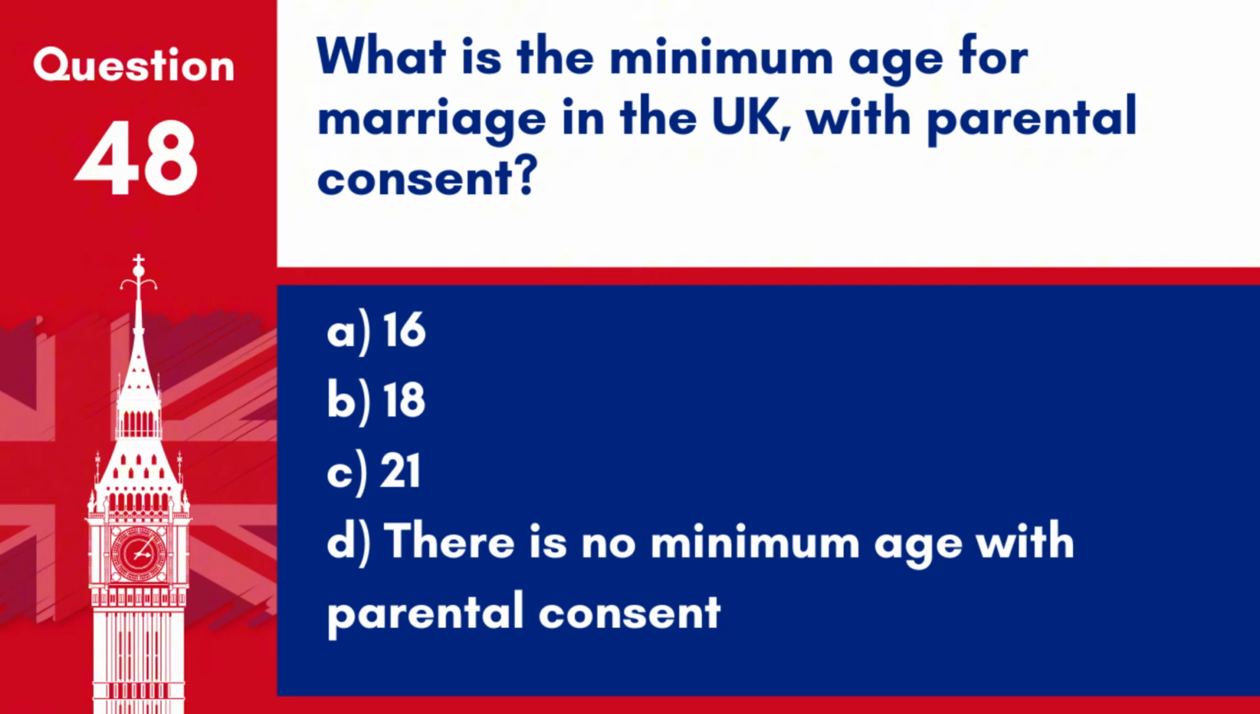Question 48. What is the minimum age for marriage in the UK with parental consent? A. 16. B. 18. C. 21. D. There is no minimum age with parental consent. Answer A. 16. In the UK, individuals can marry at 16 with parental consent. In England and Wales, it's 16 with parental consent and 18 without.